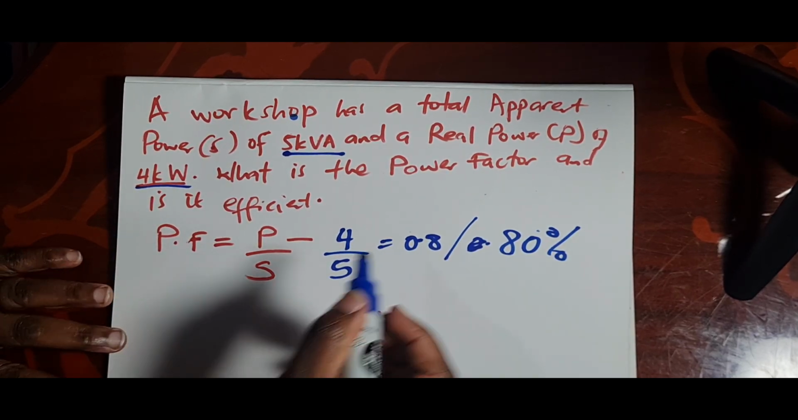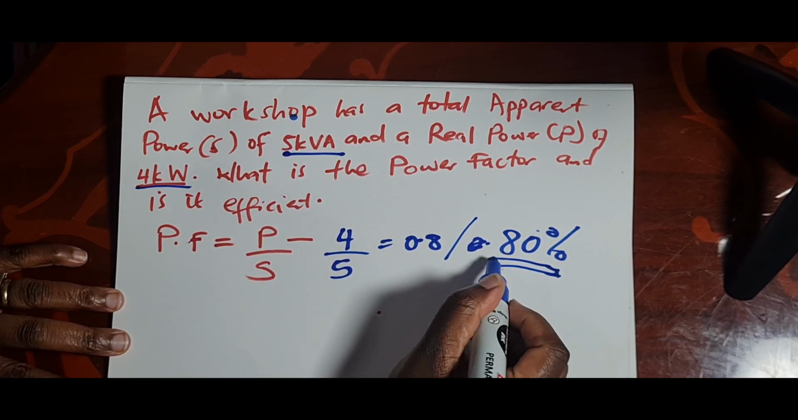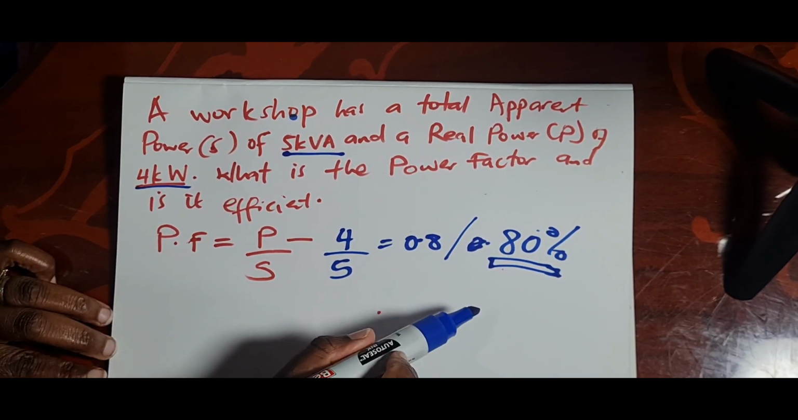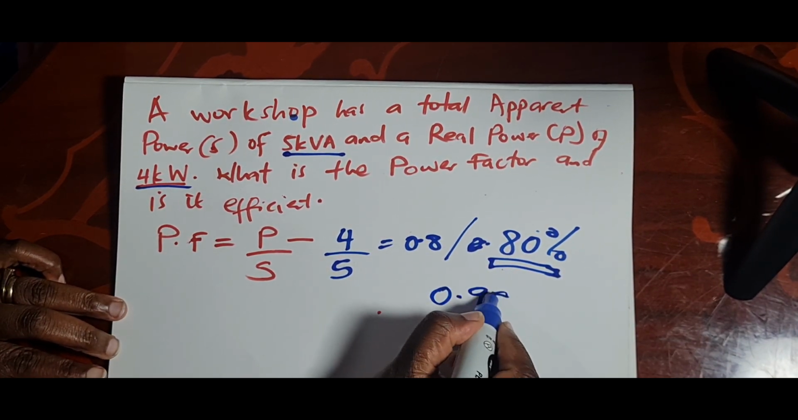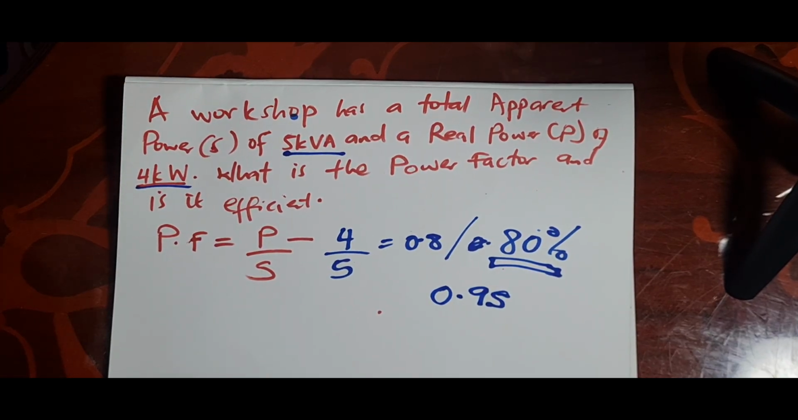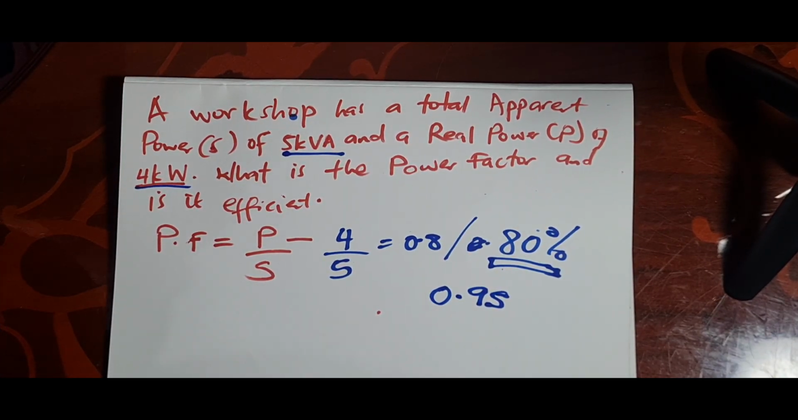So now that we've got 80%, in engineering it will be okay, but we want to get closer to 0.95. What we could do is suggest adding capacitors to shrink the reactive power and save the client money on their bill. I hope you're understanding what we're trying to explain.